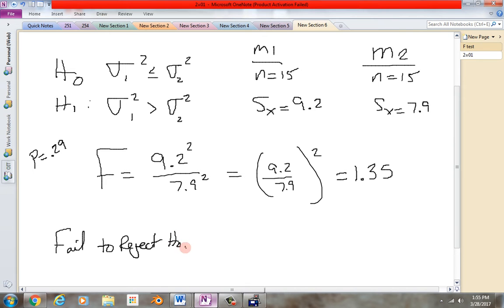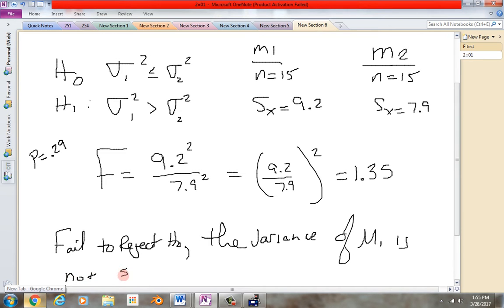Okay? And what does that say? The variance of machine 1 is not significantly greater than machine 2. Okay? It's just not. That's it.